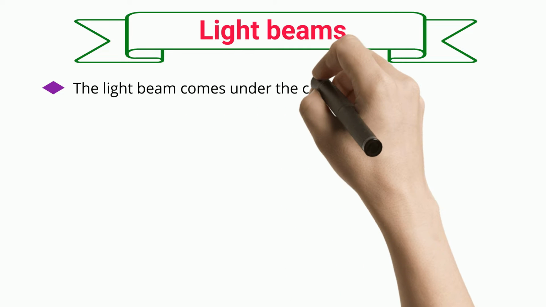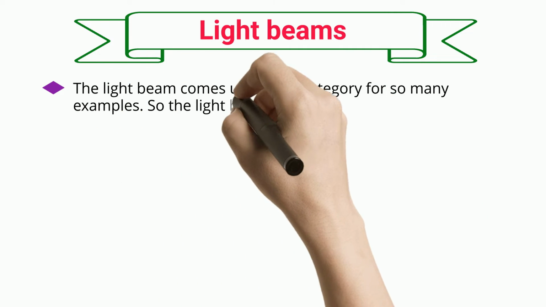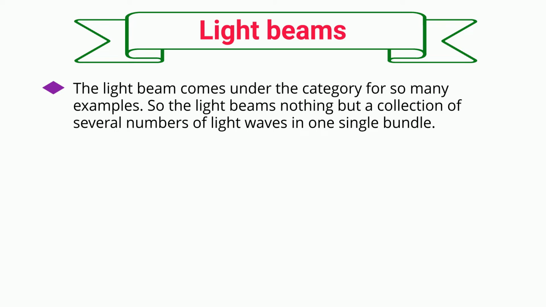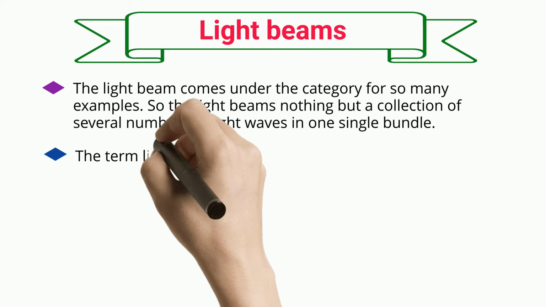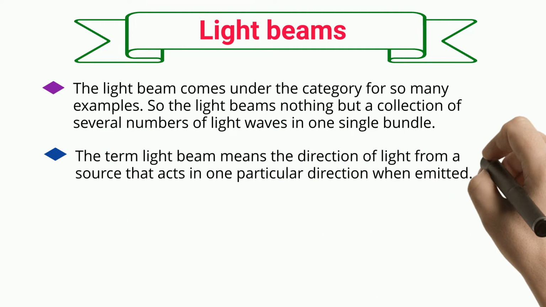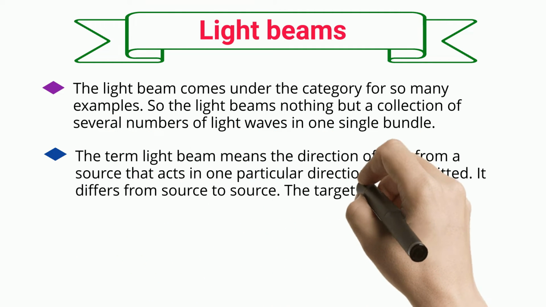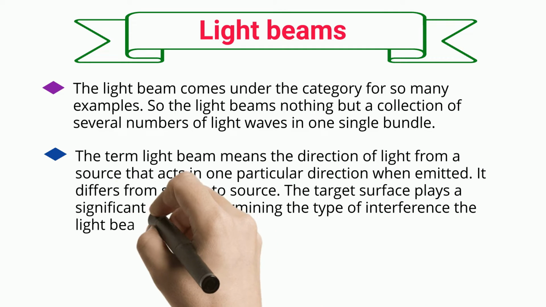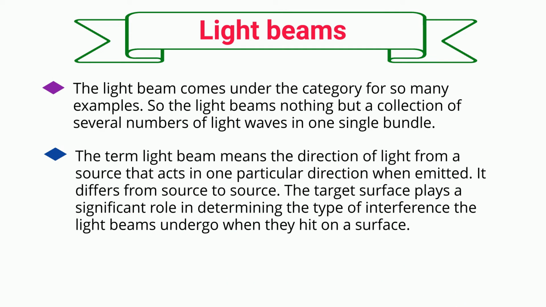The light beam comes under the category for so many examples. So the light beam is nothing but a collection of several light waves in one single bundle. The term light beam means the direction of light from a source that acts in one particular direction when emitted. It differs from source to source. The target surface plays a significant role in determining the type of interference the light beams undergo when they hit on a surface.